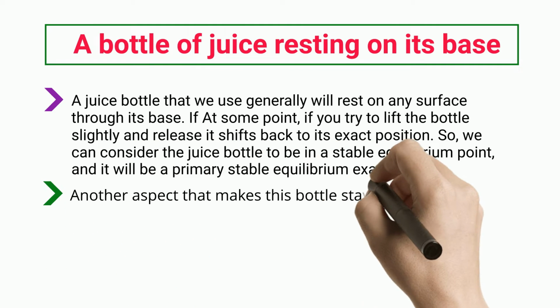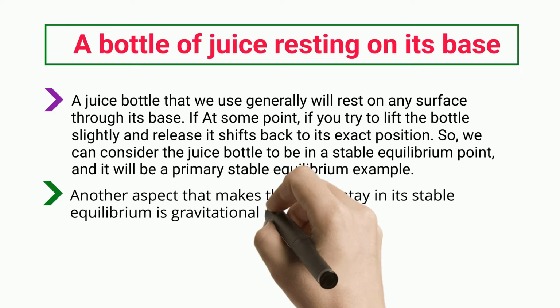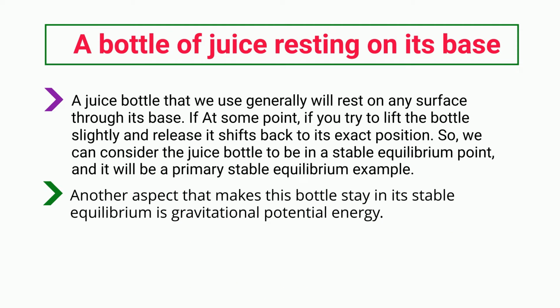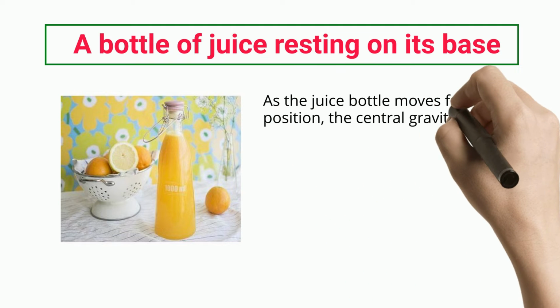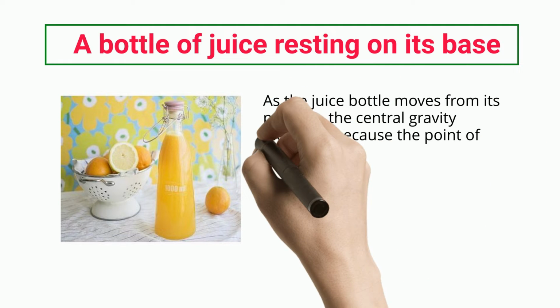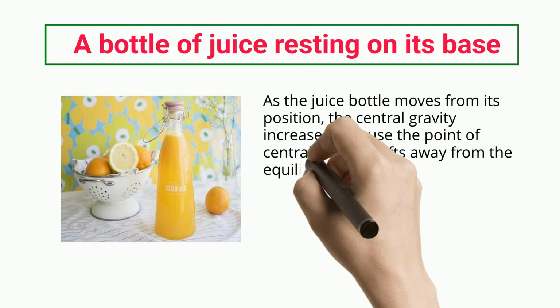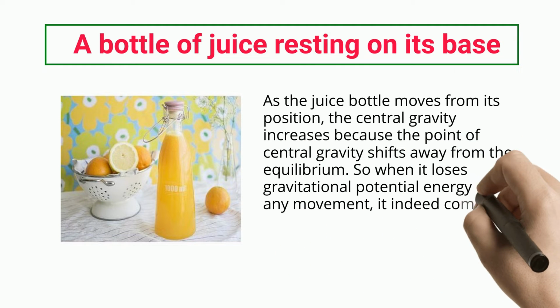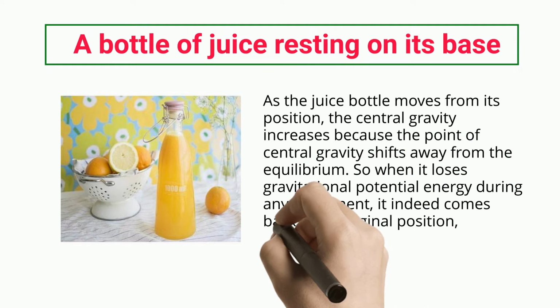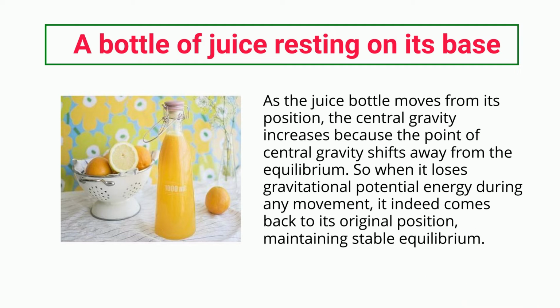Another aspect that makes this bottle stay in its stable equilibrium is gravitational potential energy. As the juice bottle moves from its position, its center of gravity rises because the point of center of gravity shifts away from the equilibrium. So when it loses gravitational potential energy during any movement, it indeed comes back to its original position, maintaining stable equilibrium.